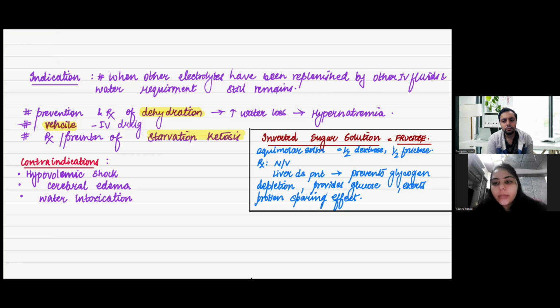Now, there is something called inverted sugar solution or fructose, which is not commonly used, but just from a knowledge point of view, the viewers can listen to this. It is an equimolar solution of half dextrose and half fructose, and it is used to treat nausea and vomiting as well as in liver disease patients, as it prevents glycogen depletion and provides glucose, thus helping in exerting a protein sparing effect.